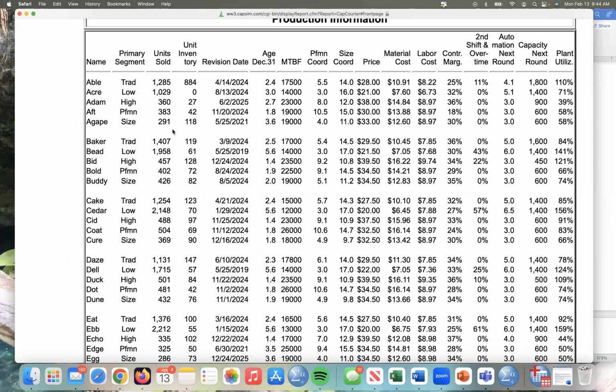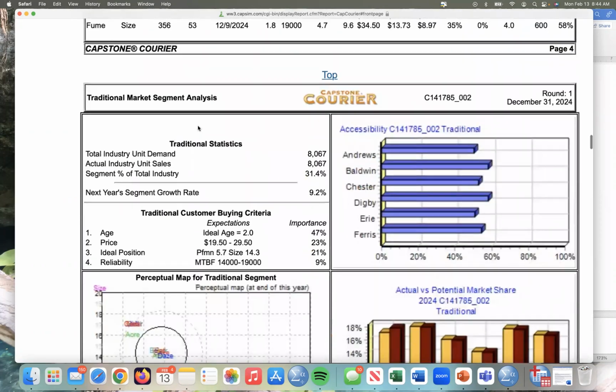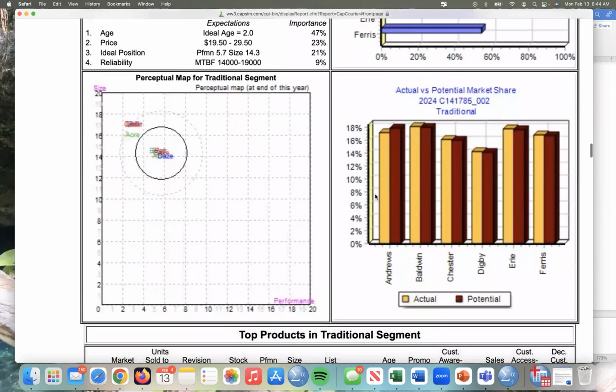There's a little bit of a forecasting error there. We didn't sell much in the size segment. We may not have been focusing on the size segment, so we'll take a look at that. So you can see the traditional segment is our best segment.